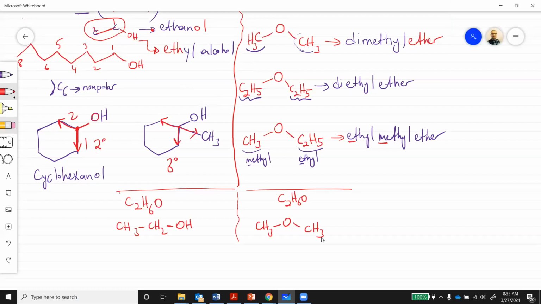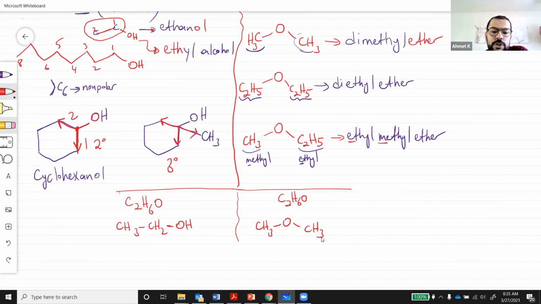Sorry, question. Do ethers always have only two R groups? Yes, always only two. Because if you have more than two or less than two, then you're going to have a different functional group. If you have one, then depending on the structure, you can have acetals or hemiacetals. But we're not going to get into that.